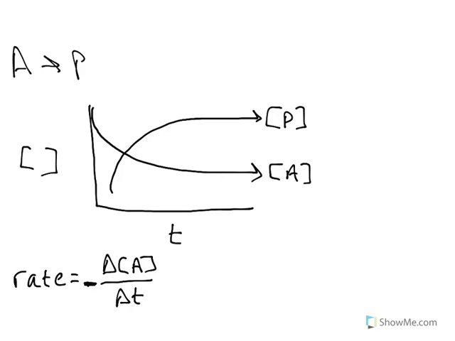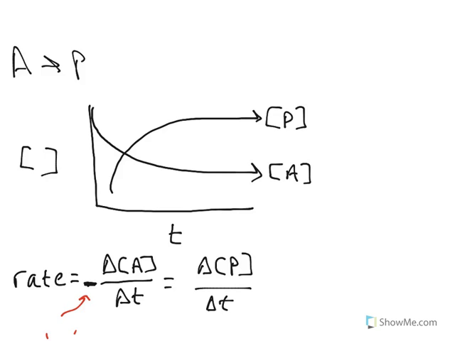So a rule of thumb, the rate for any reactant is going to need a negative sign out in front of it, all right? We can equate this rate to the production of P, all right? P is being produced, so we don't need the negative sign there, because we're going to have a positive rate of formation of P, all right? So this is our general rate equation form, all right?